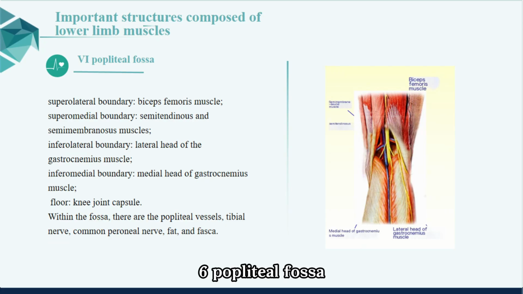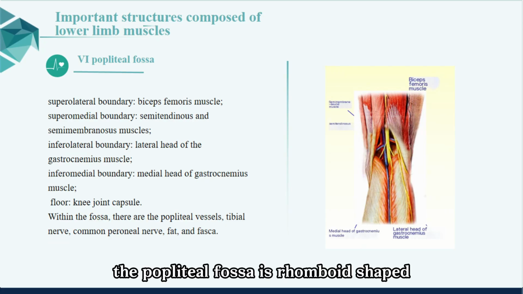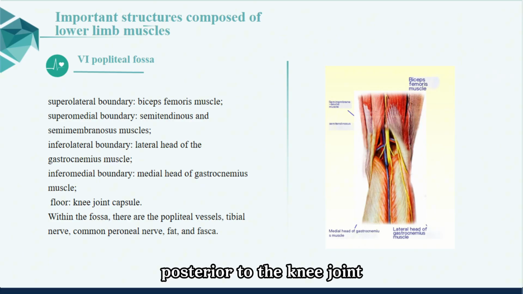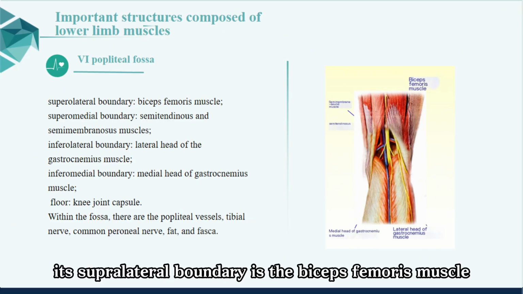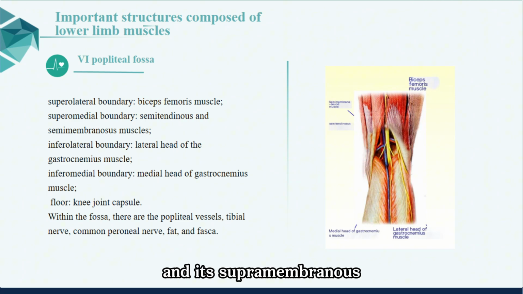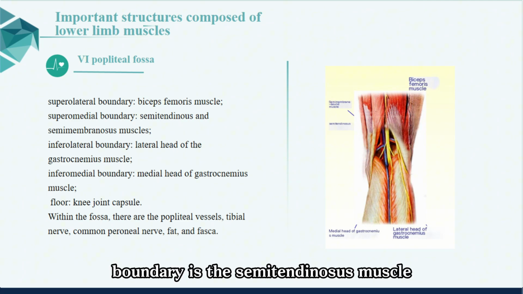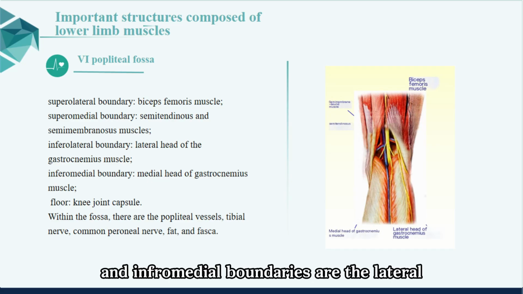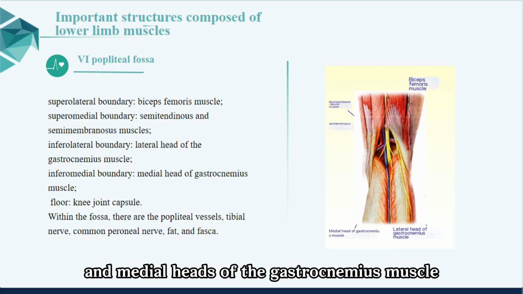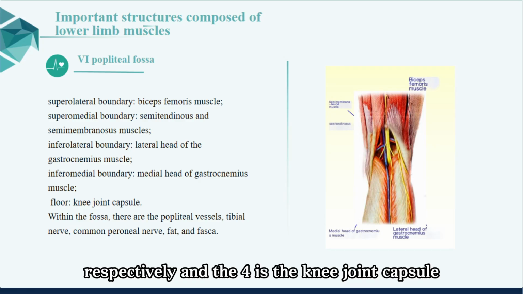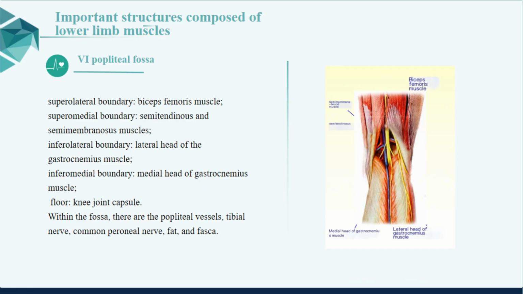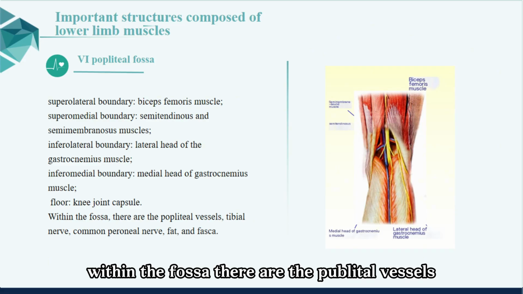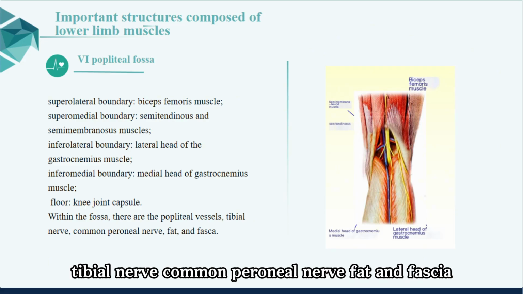The femoral vessels and saphenous nerve pass through the canal. 6. Popliteal fossa. The popliteal fossa is rhomboid-shaped posterior to the knee joint. Its superolateral boundary is the biceps femoris muscle, and its superomedial boundary is the semitendinosus muscle and semimembranosus muscle. The inferolateral and inferomedial boundaries are the lateral and medial heads of the gastrocnemius muscle, respectively, and the floor is the knee joint capsule. Within the fossa, there are the popliteal vessels, tibial nerve, common peroneal nerve, fat, and fascia.